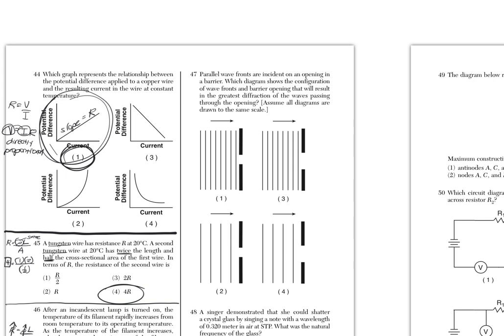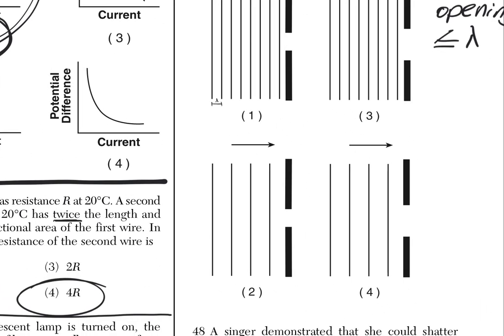Okay, so for number 47, we're dealing with diffraction, which is how a wave wraps around a barrier when it hits the wall. And you get the greatest diffraction effect when the opening in the wall is less than or equal to the wavelength of the wave. And let's remember that the wavelength of the wave is from one wavefront to the other. So if I'm looking at, say, these waves here, from one wave crest to the next wave crest, that is the wavelength there. If I'm looking at these guys here, the wavelength is a little bit bigger. That's the wavelength of that guy.